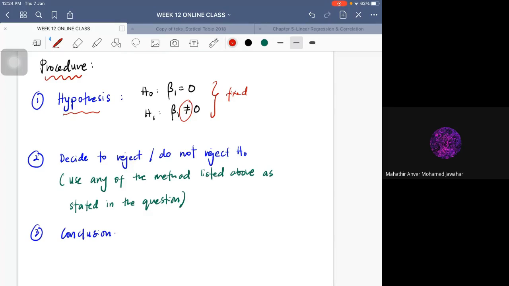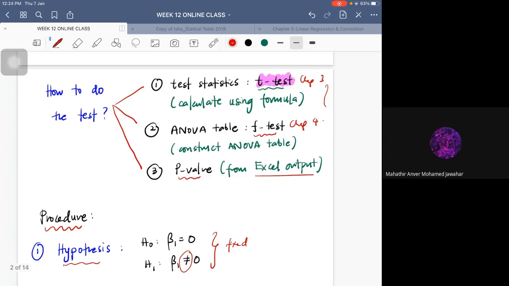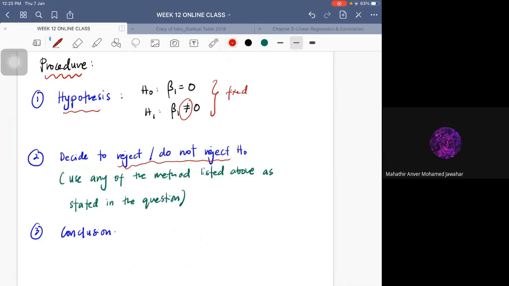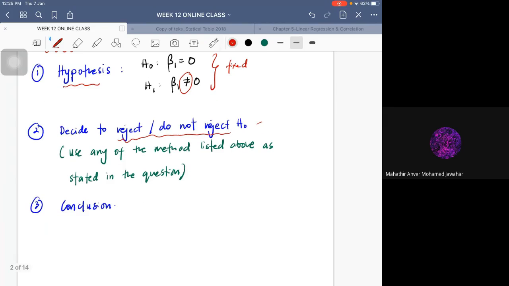And of course, after you have written the hypothesis, now you're going to decide whether or not you're going to reject the h-null. And how are you supposed to do so? By using any of the 3 methods that are stated over here. Depending on what information is given in the question, and what the question actually asks for, you're going to decide what method to use in order to reject or not reject h-null. After this, I will explain to you in detail what the difference is between all these 3 methods. And after you have decided whether you're going to reject or not reject, of course, the last step is to conclude. You are going to conclude whether there is a relationship between x and y or there is no relationship between x and y. So that is the last step.